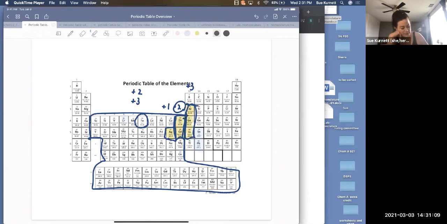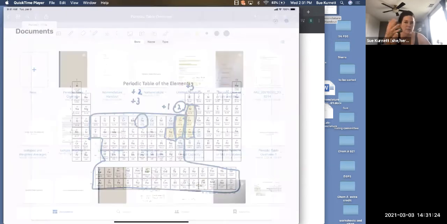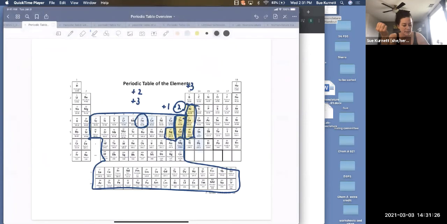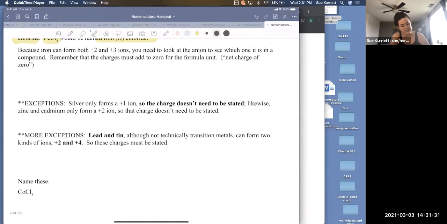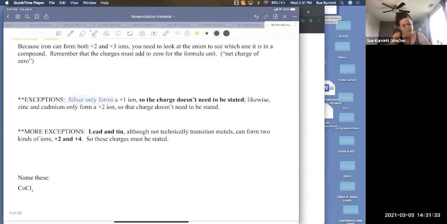Chromium, iron, and cobalt can be 2 and 3. And then copper and mercury, it says Mg, it should be Hg, can be 1 and 2. So there are some that have more than one charge choice. And here it says the exceptions are silver only forms a +1, so you don't state the charge. In fact, if you state the charge, that makes it wrong. And then zinc and cadmium can only be +2.